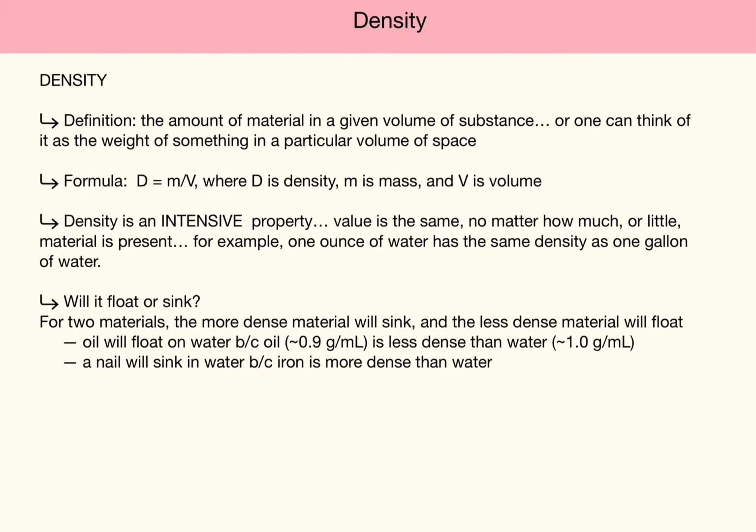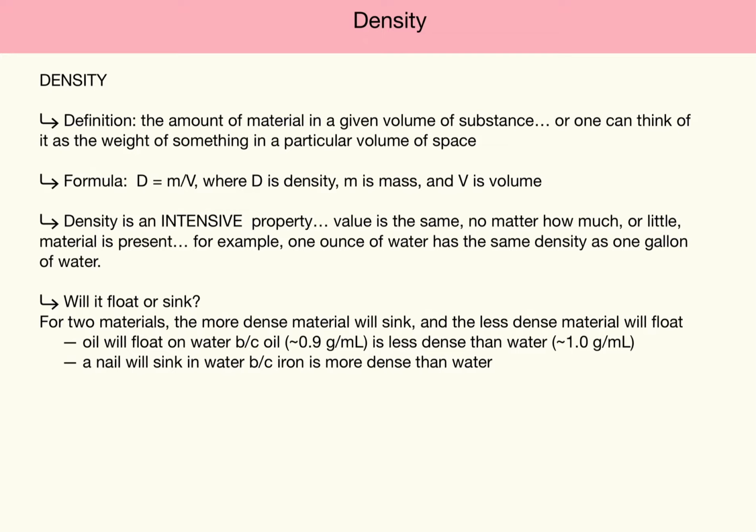Let us now move to the physical property known as density. It's defined as the amount of material in a given volume of substance. Practically speaking, one can think of it as how much material by weight can I stuff into a given volume of space. Most people are familiar with its formula, D equals M divided by V, where D is the variable for density, M is the variable for mass, and V is the variable for volume.